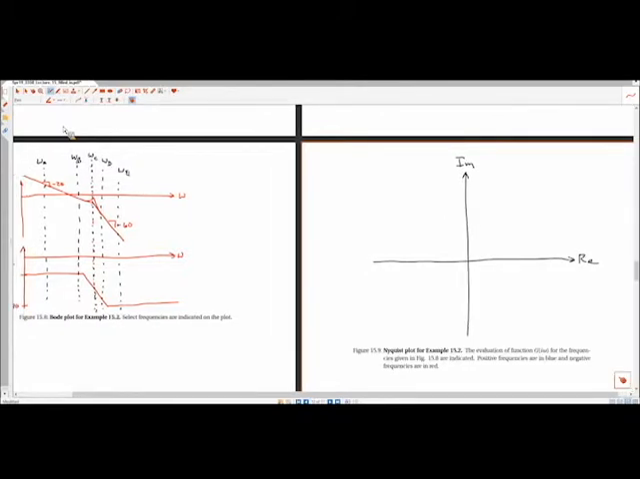Okay, so at omega A, we're going to have a magnitude that's large. This is a magnitude that's greater than 1 because it's over 0 dB, and it's basically just a large number, for lack of more specific terms. So large magnitude, phase angle of negative 90 degrees.